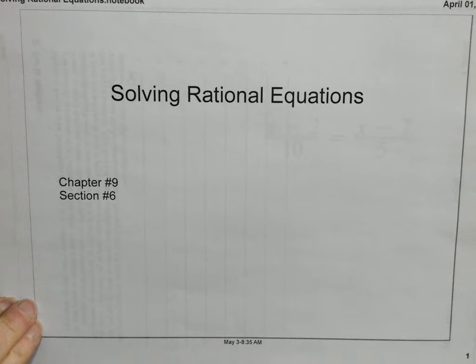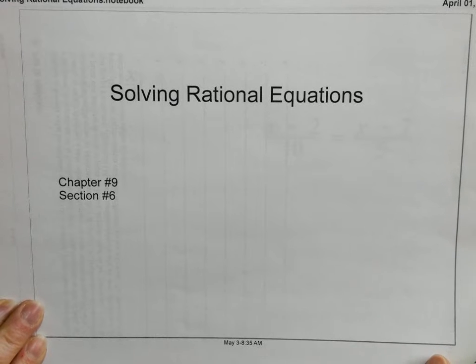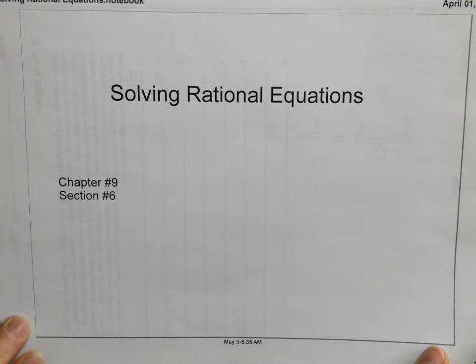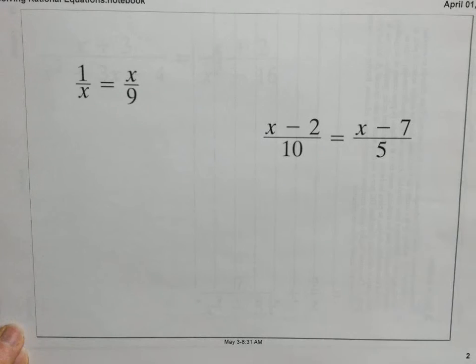All right, our last section in Chapter 9 is on solving rational equations. Rational just means they have fractions in them. So there's a couple of different kinds, and we're going to take a look at them one at a time. So first, we have the first kind, which is a fraction equal to a fraction.